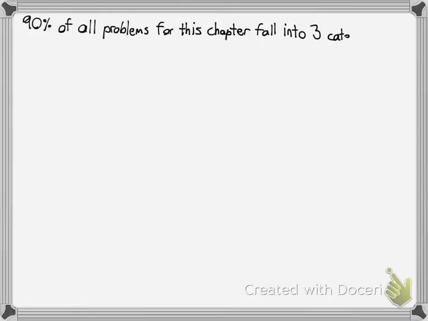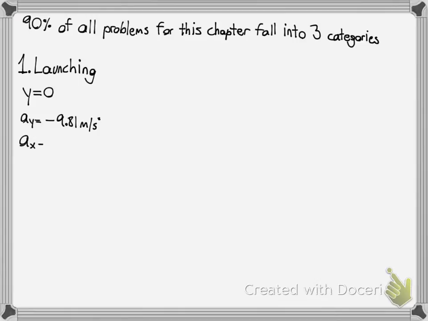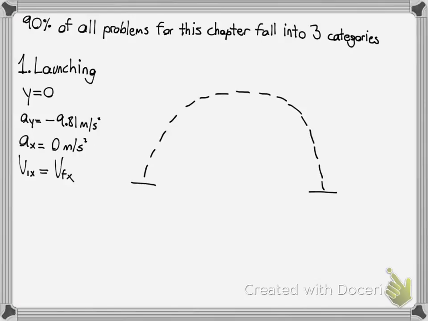So 90% of all problems in this chapter are going to fall into three categories. The first one are launching style problems. In launching style problems, we know that the displacement in the y is 0, the acceleration in the y is negative 9.81, acceleration in the x is 0, and the initial velocity in the x and the final velocity in the x are the same. In this drawing, you can see the path of a projectile moving through its course.